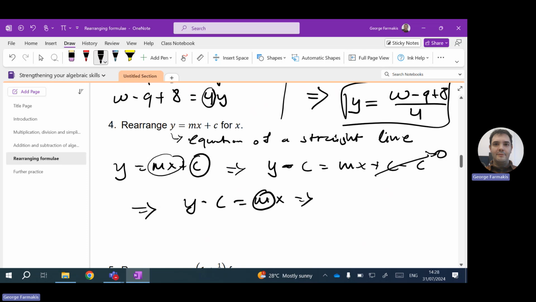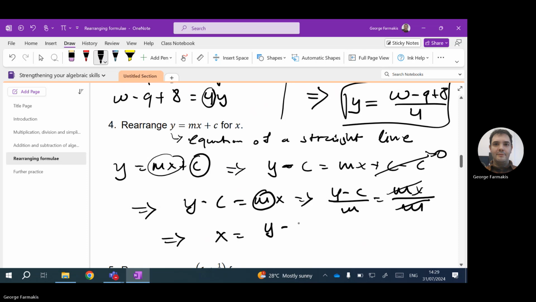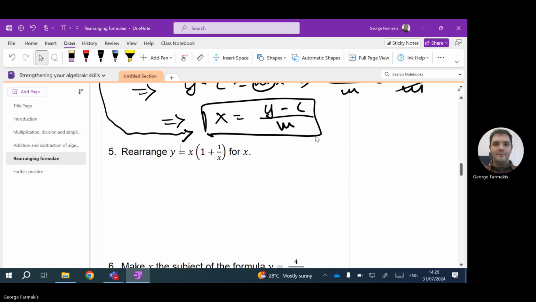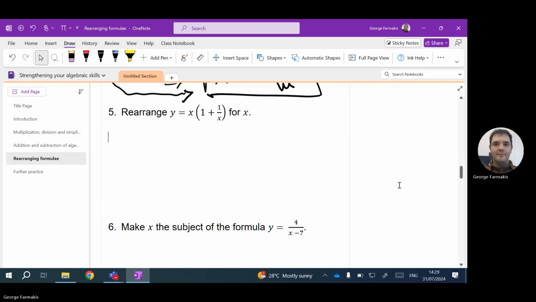So now because m multiplies x, which is the term that we want to make the subject of this formula, we can divide by m. But when I divide one side, I need to divide the other side too. So here we can simplify m, and we get x equals y minus c over m. So starting with a formula for y, we rearranged it to make x the subject.